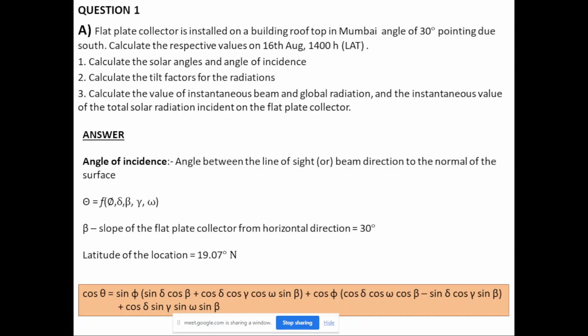So the entire question is divided here into three different parts. The first part is the calculation of the solar angle of incidence, tilt factor, and then the instantaneous beam and global radiation, and then calculating the instantaneous value of the total solar radiation.